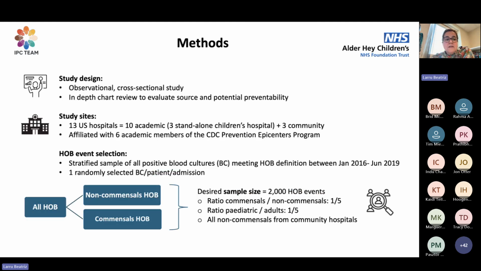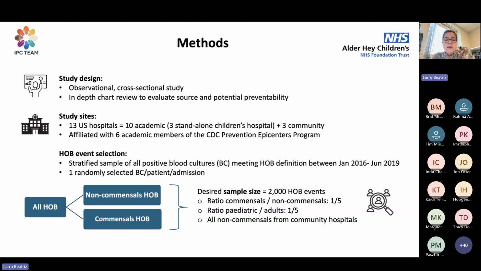So the methods of the study: this is an observational cross-sectional study, and they really went into detail on chart review. And that's also a limitation of the study, but I will explain a bit how they did the chart review. This happened in 13 US hospitals. All these hospitals were associated with 6 academic members of the CDC Prevention Epicenter program. And out of these 13 hospitals, 10 of them were academic, 3 of them were community hospitals. So they did try to include not only academic centers. And out of the 10 academics, 3 of them were freestanding children's hospitals. So they tried to have the most diverse population that they could.